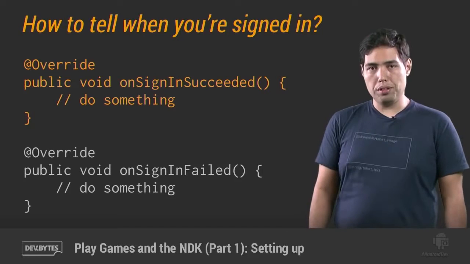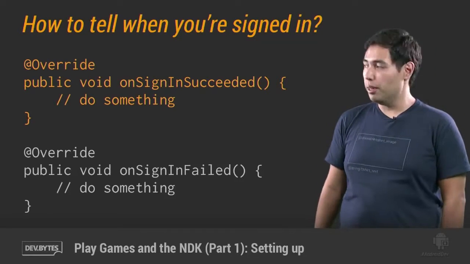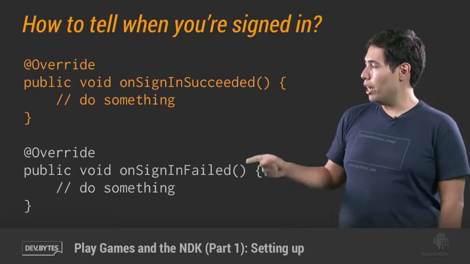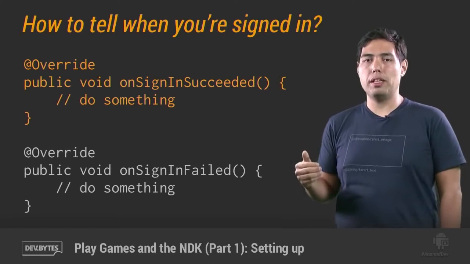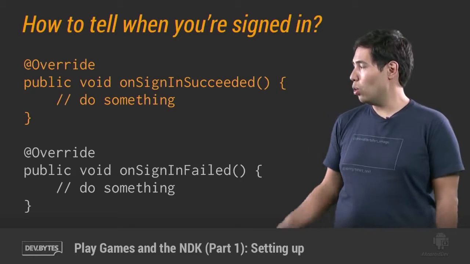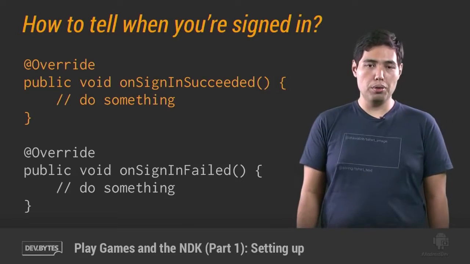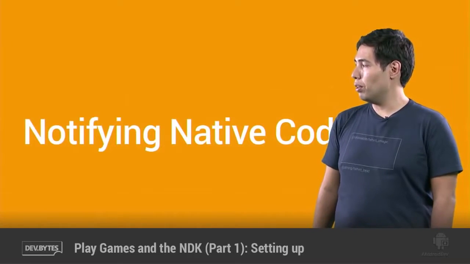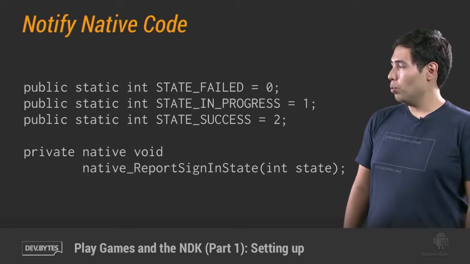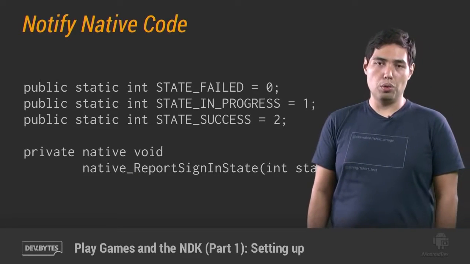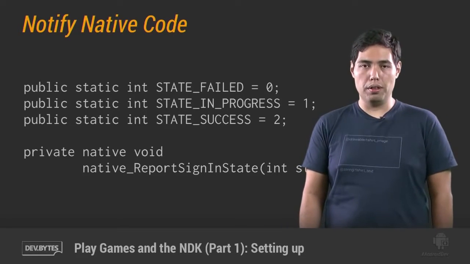After you do the sign-in flow, you have to know when you're actually signed in so that your game can respond appropriately. You're going to know that when, on the Java side, you get the onSignInSucceeded callback. That's the callback that tells you that sign-in has succeeded or else that it has failed. So how do you actually notify the native code? What you're usually going to have to do is write a native method that the Java side can call to notify your native code that this happened.